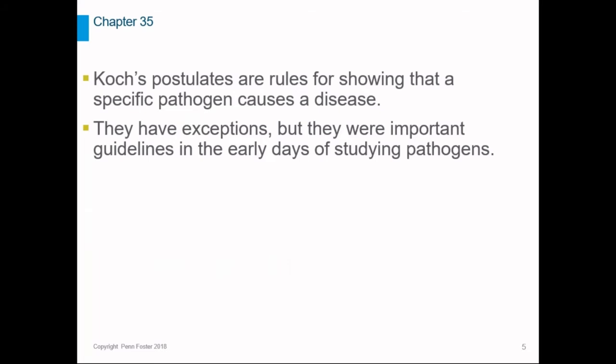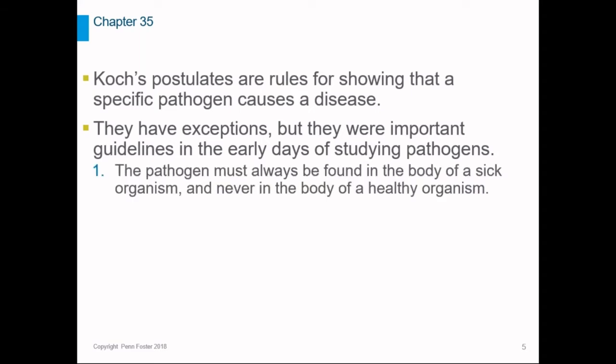Okay, back from early studies of germs and disease, Koch's postulates are rules for showing that a specific pathogen causes a disease. So his rules were really useful in the early days of studying pathogens for really figuring out how diseases work and what causes them. So now we realize they have some exceptions, but they're kind of an important general idea. So the postulates are this. You have to follow these 4 steps.